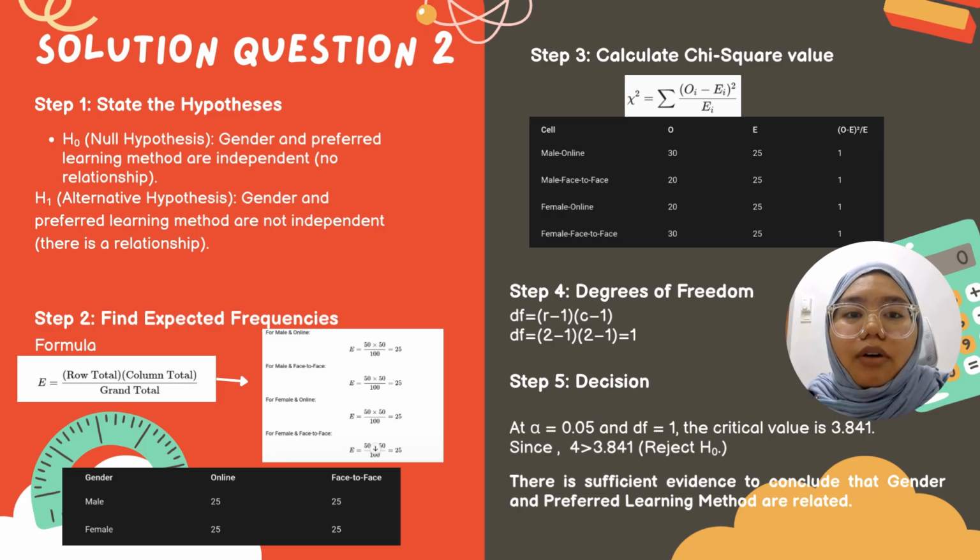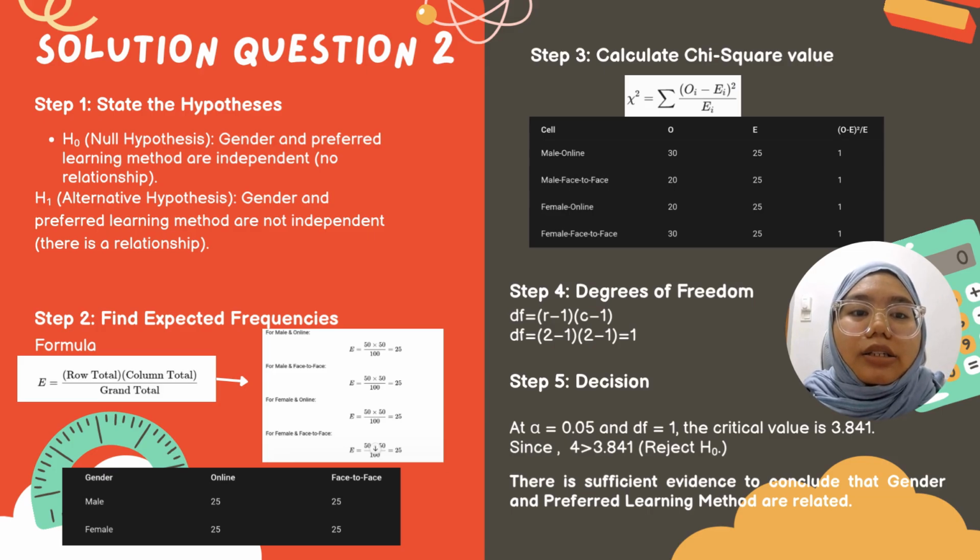Next, we determine the degrees of freedom using the formula: degrees of freedom equals the number of rows minus 1 multiplied by the number of columns minus 1. Here, the degrees of freedom are 2 minus 1 multiplied by 2 minus 1, which equals 1. At a significance level of 0.05 with 1 degree of freedom, the critical value is 3.841.